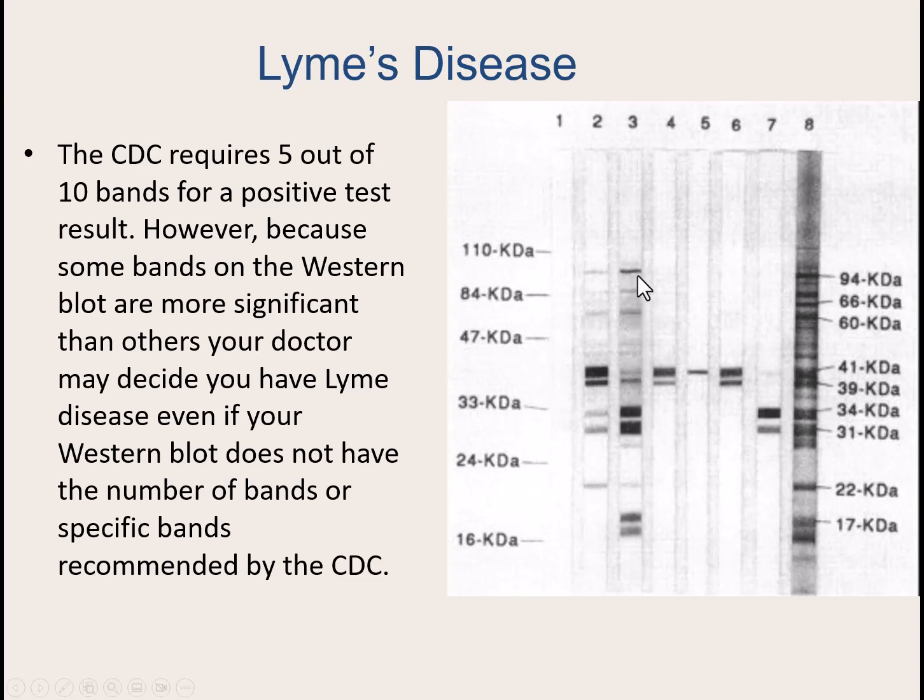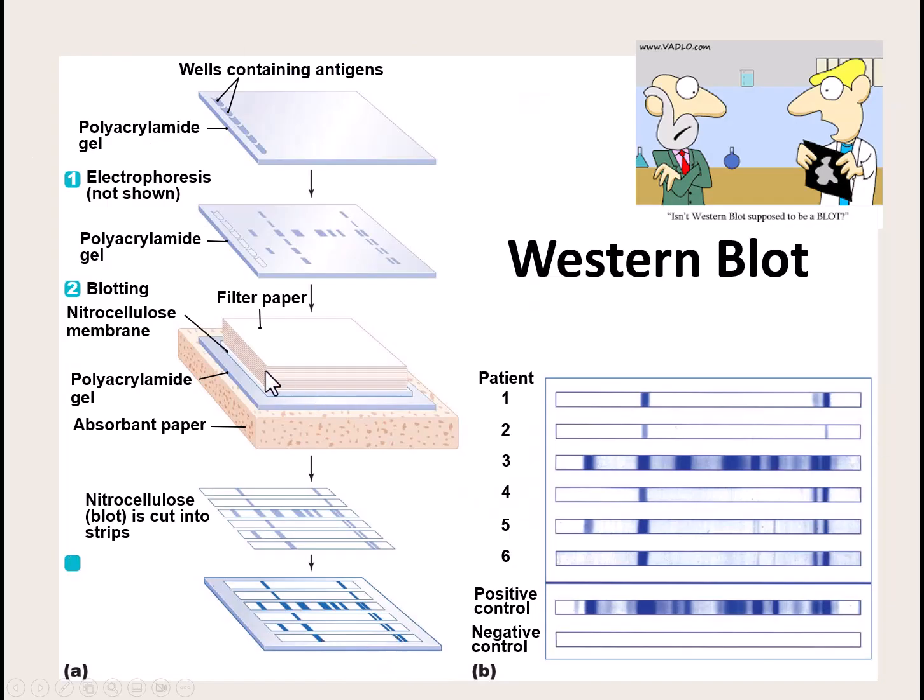If we go back and look at these patients, here's our negative and positive control. Definitely patient 3 has Lyme's disease, patient 5 as well, and I would even say patient 6. These lines are faint, but they are still present.